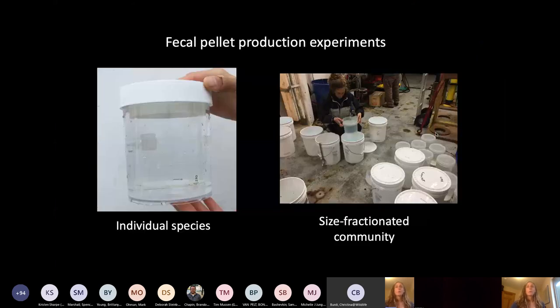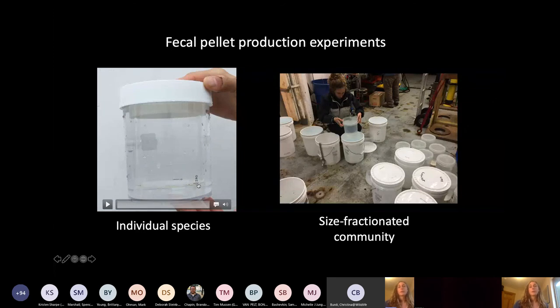So what we did specifically was fecal pellet production experiments as one aspect of trying to quantify how zooplankton were affecting carbon export. And so this is very clear, crystal clear, an experimental chamber that we used for fecal pellet production. So you can see inside there's an outer container that contains seawater, and then inside there's actually a mesh-bottomed insert which contains the zooplankton.